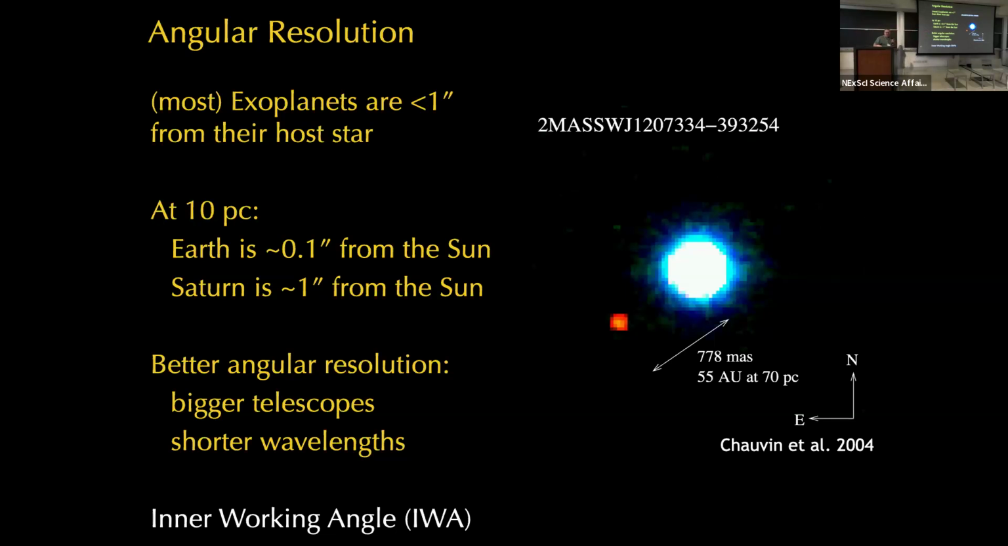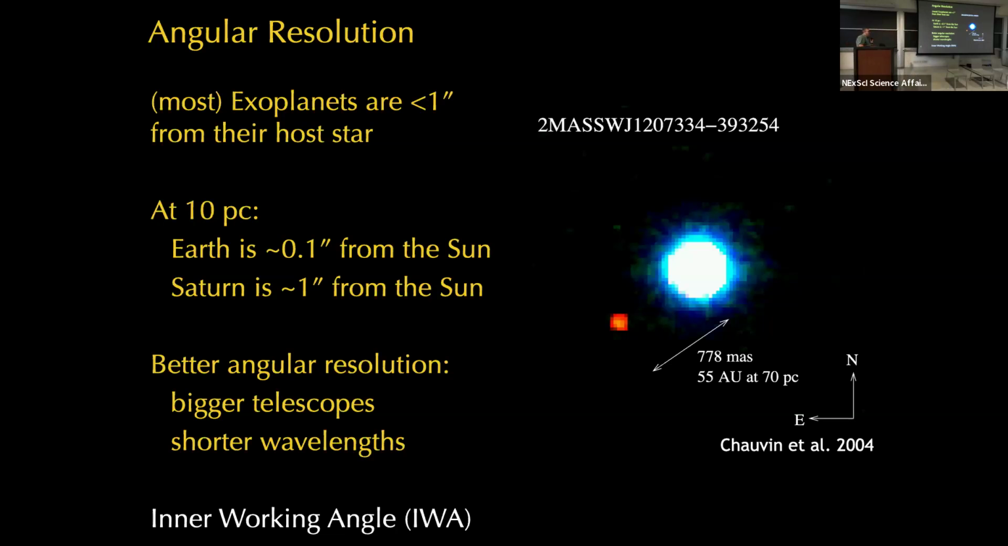So most exoplanets, not all of them, but most exoplanets, as seen from Earth, are 1 arcsecond or less from their star. Think back to introductory astronomy. If you want to improve the angular resolution, you either need to increase the diameter of your primary mirror, or you need to go to shorter wavelengths.